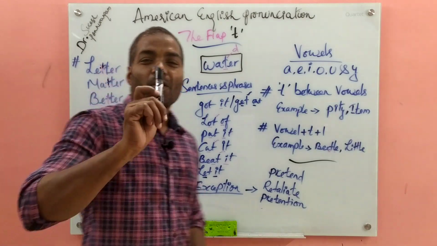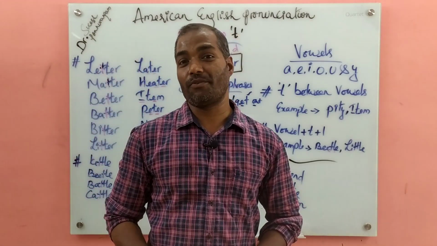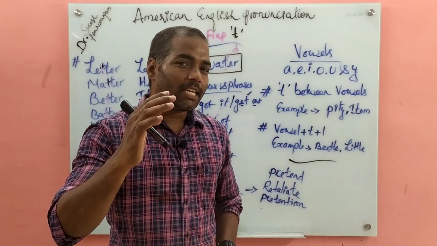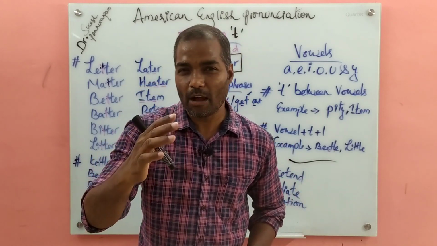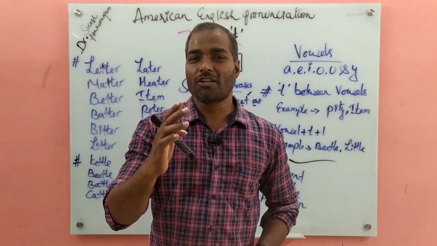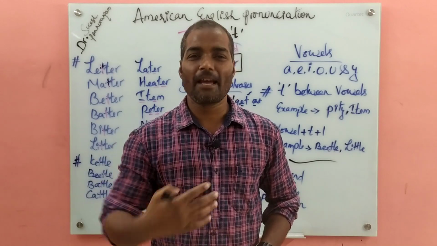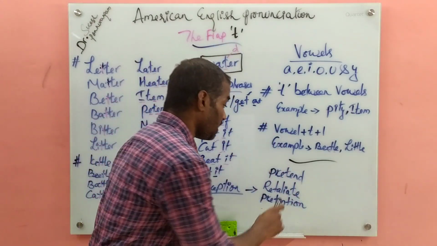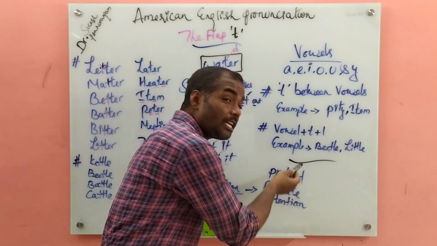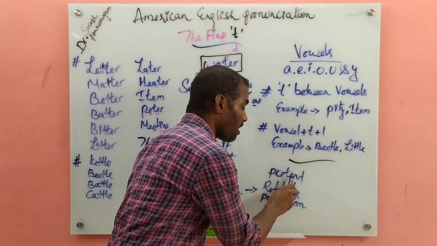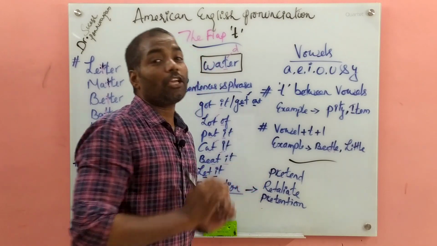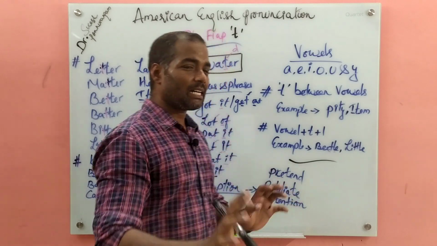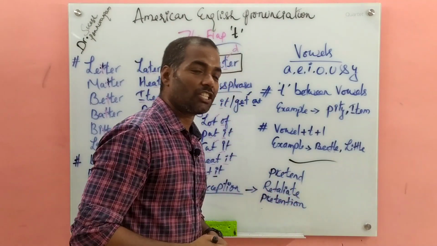But there is one exception you have to remember very, very carefully. That is, if the particular T is in a stressed syllable, then we should not pronounce the T with the flap T. For example, words like "pretend." If you see, the T is in between the vowels. You have the E, you have the E. But here you must not pronounce it like "preDend." Please don't do so, because it is a stressed syllable.